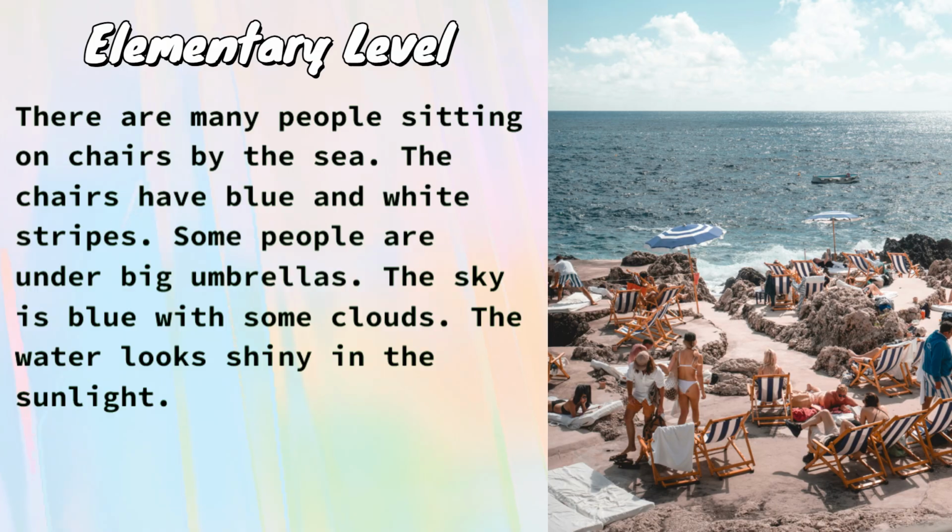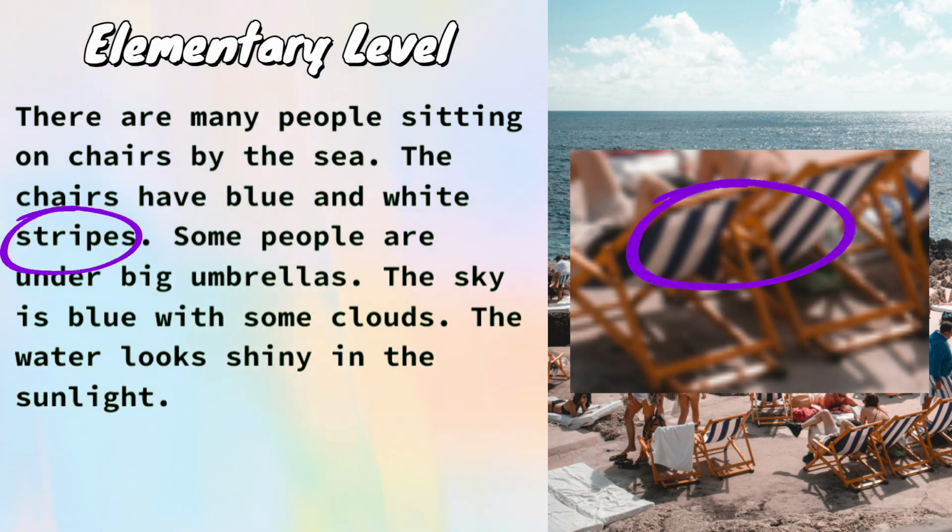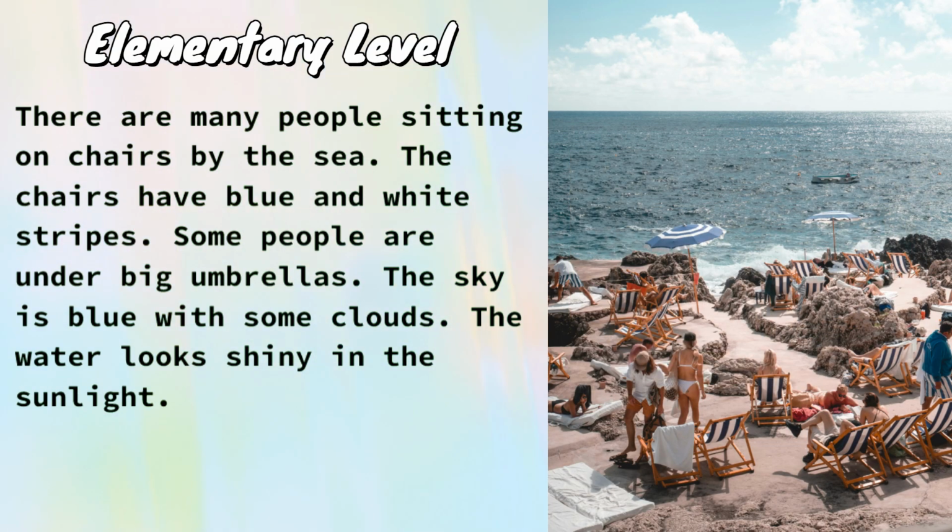There are many people sitting on chairs by the sea. The chairs have blue and white stripes. Some people are under big umbrellas. The sky is blue with some clouds. The water looks shiny in the sunlight.